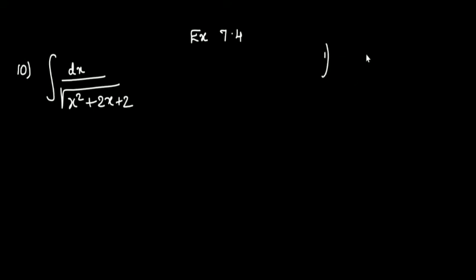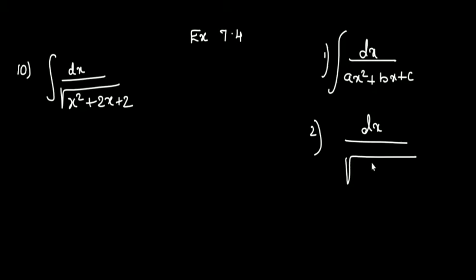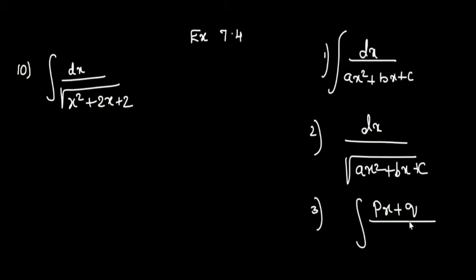First one is integral of dx by a quadratic in the denominator, ax square plus bx plus c. Second type is with a root, dx by root of ax square plus bx plus c. Third is a linear expression in the numerator, that is px plus q, and a quadratic in the denominator, like dx by root of x square plus 2x plus 2.